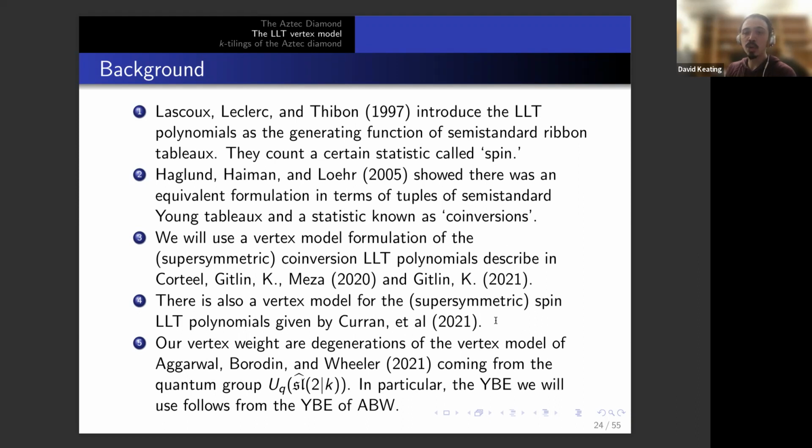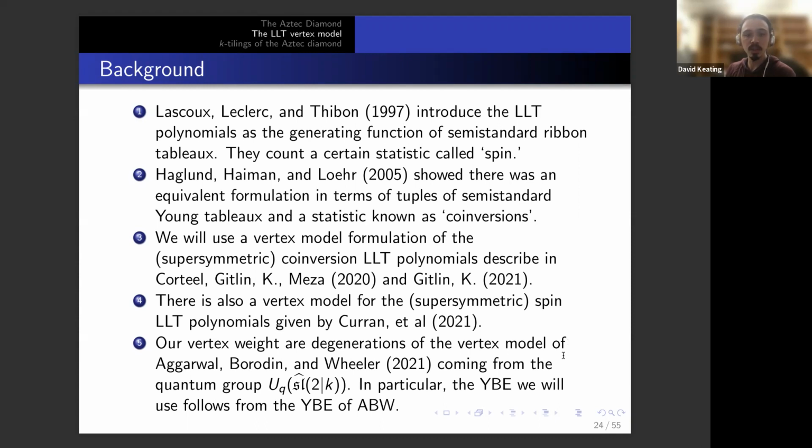And you can show that these two polynomials are the same up to some changes in this coupling parameter. So I'm going to call it T. With a change of variable in T, these are actually the same polynomials.